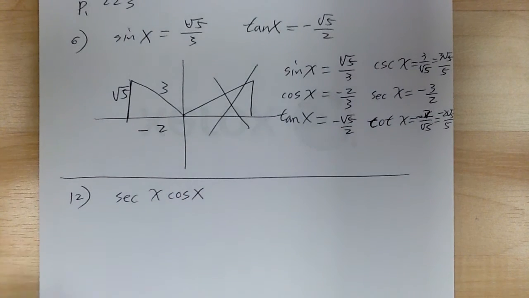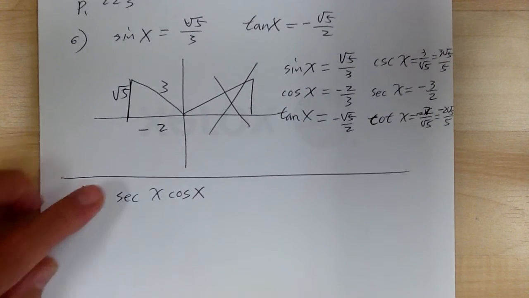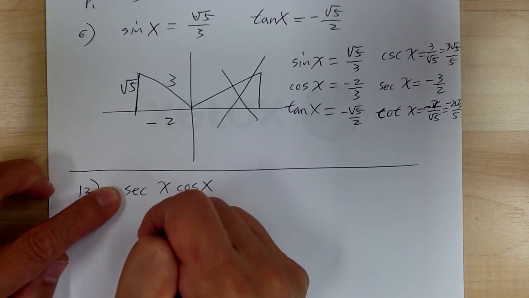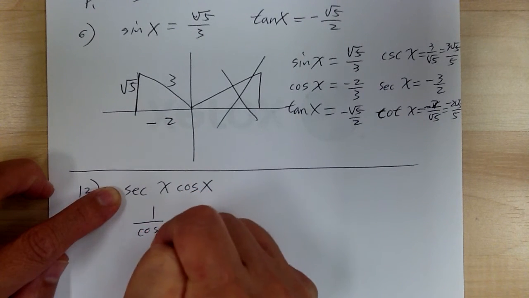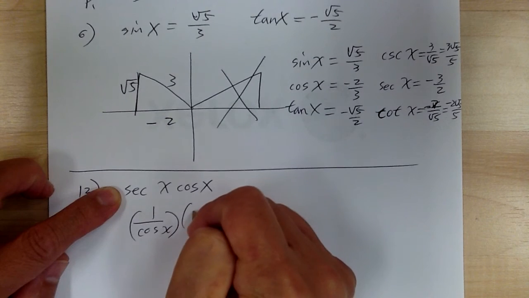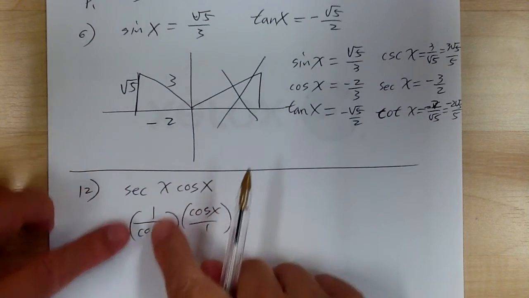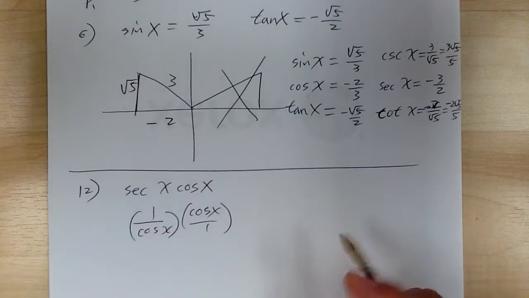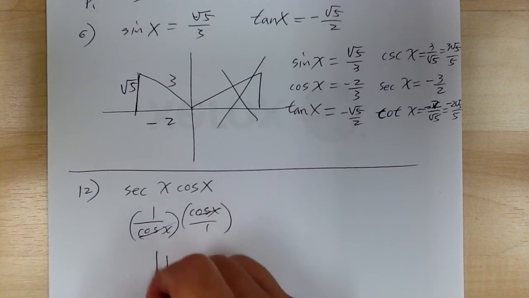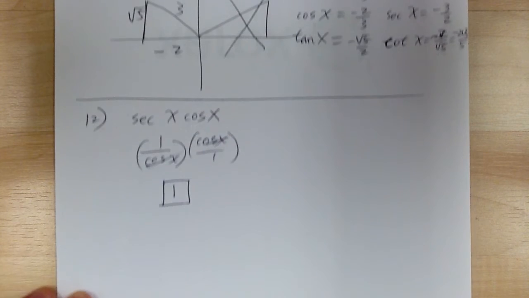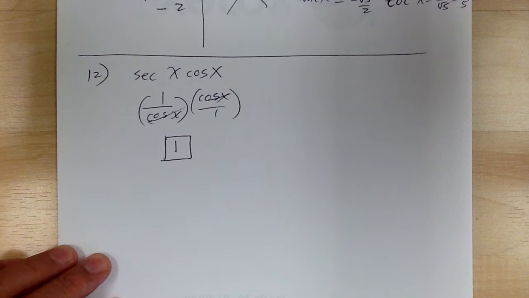It seems complicated, but it's very simple. All you have to do is, if you don't know what to do, change everything into sine and cosine. So secant is what? Secant is 1 over cosine, right? And this would be just cosine. So again, secant is 1 over cosine, and cosine is just cosine. And then you cancel out, so the answer is equal to 1, and that's it. So again, the key is change everything into sine and cosine.